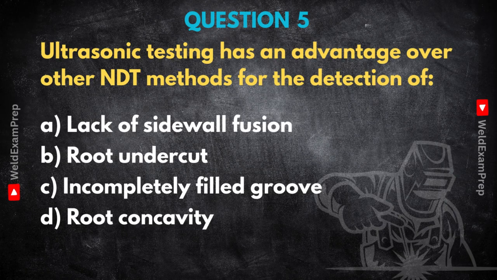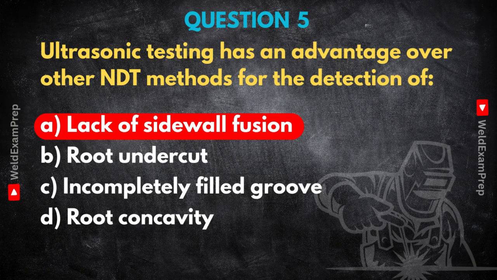A, lack of sidewall fusion. B, root undercut. C, incompletely filled groove. D, root concavity. Okay, where does UT really shine? What's its forte when it comes to finding those hidden flaws? Its big advantage, and the correct answer, is detecting a lack of sidewall fusion.